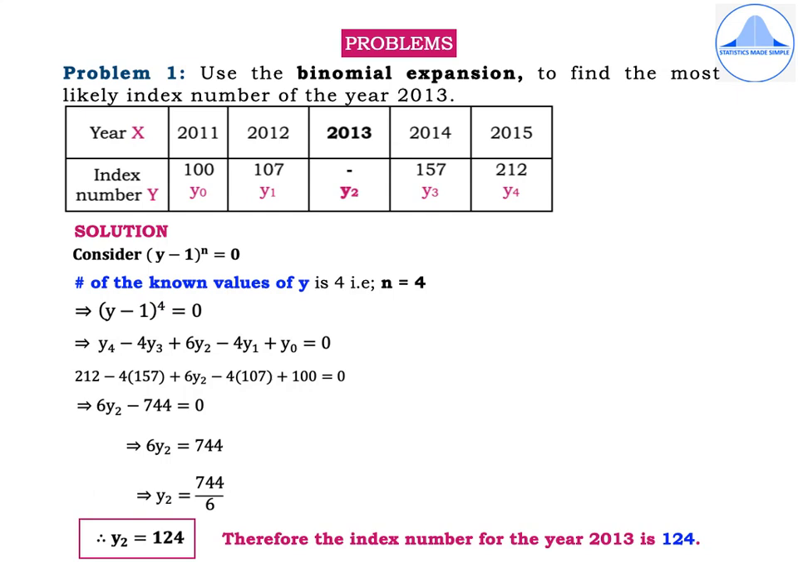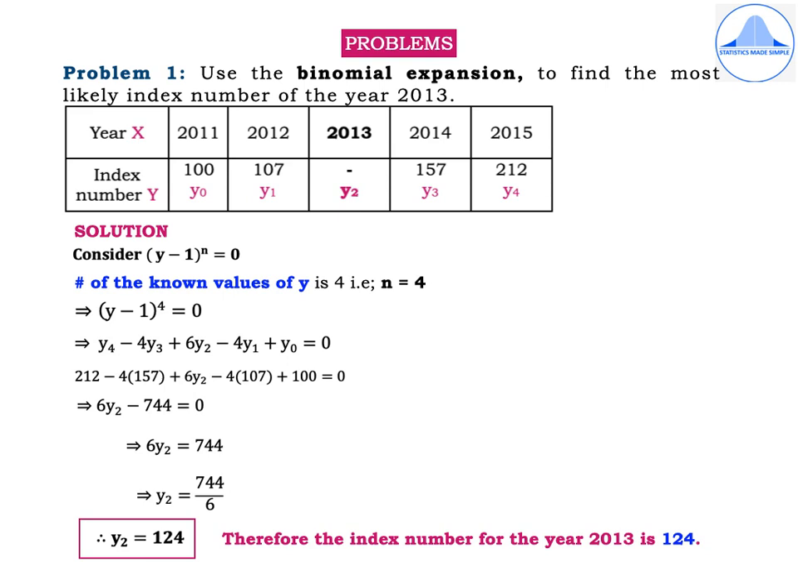Then to write the coefficients for n equal to 4, you have to make use of Pascal's triangle. So when n is equal to 4, the coefficients are 1, 4, 6, 4 and 1. So you get the equation now as y4 minus 4y3 plus 6y2 minus 4y1 plus y0 equal to 0. Whether we write the value 1 or it's not mentioned, it is understood that the coefficient will be 1.